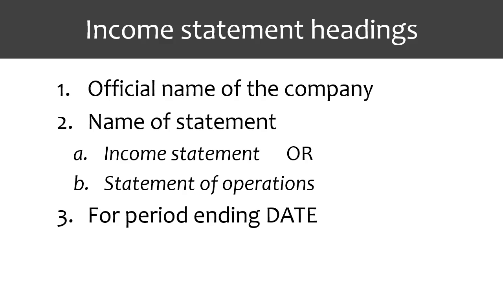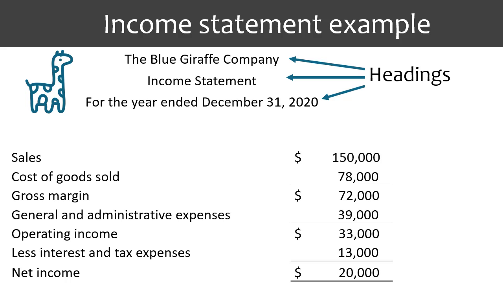The third line will always be the period line. It will be for the year ending December 31st, whatever year, or it could be for quarter ending March 31st, whatever year, but that date will always be for a period of time that is specified, not for one date. We are going to go through an example of a multi-step income statement. Here we have the headings for the Blue Giraffe Company's income statement. There are the three lines to which we previously referred.